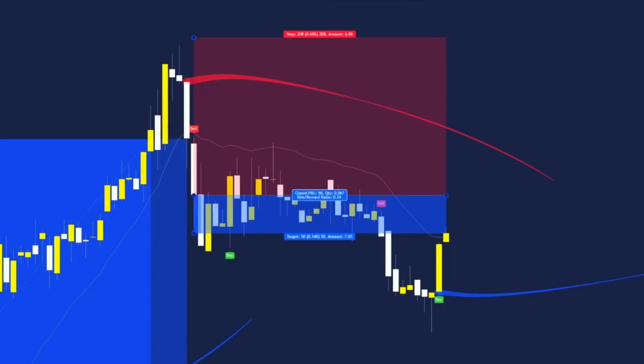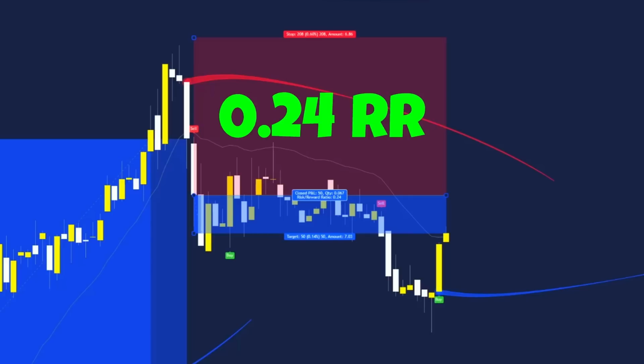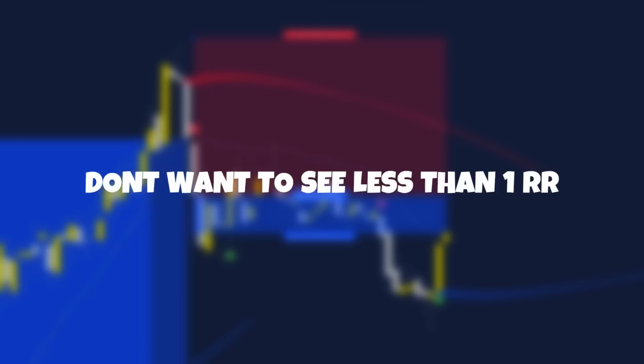And there we go, we finally pulled our trade out on that one. This time only scoring a 0.24 risk to reward. We definitely don't want to see a lower than 1 risk to reward ratio.